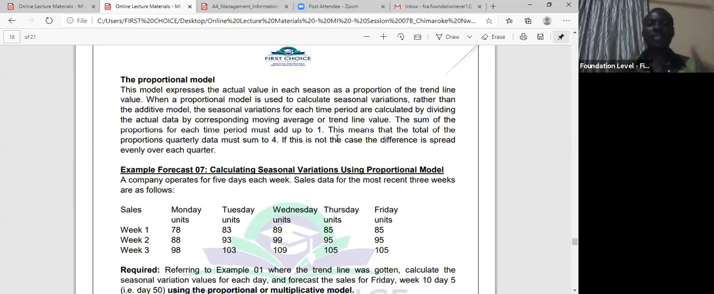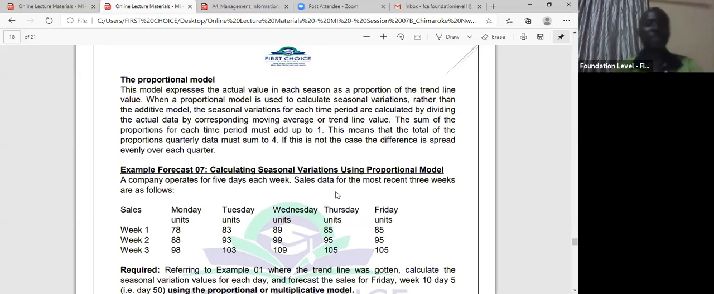Now, another thing that is different is how you calculate your seasonal variation. In the case of additive, you were saying that the seasonal variation is equal to time series minus the moving average, right? But in the case of this one, seasonal variation is time series divided by trend value. So you see your minus in the additive is replaced by division in your seasonal variation in the proportional.